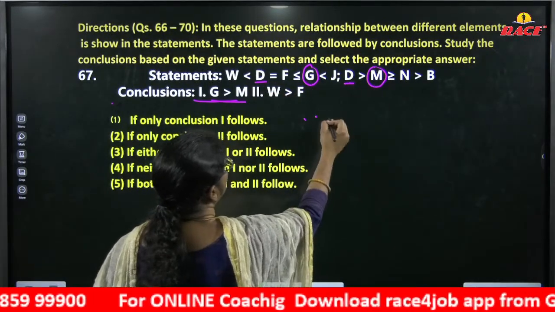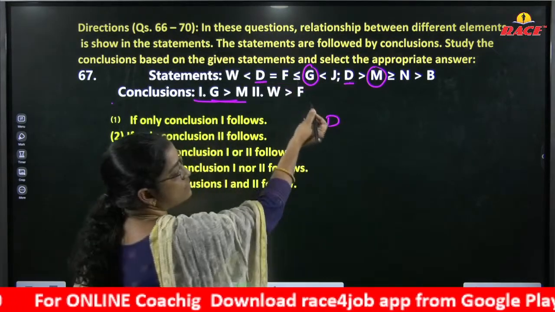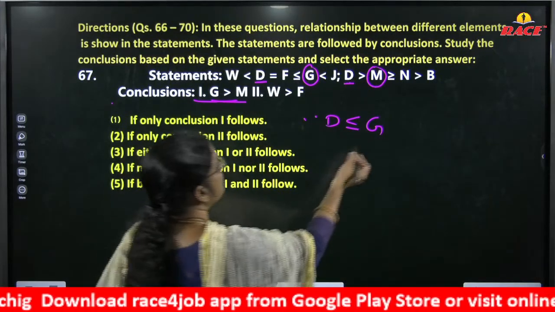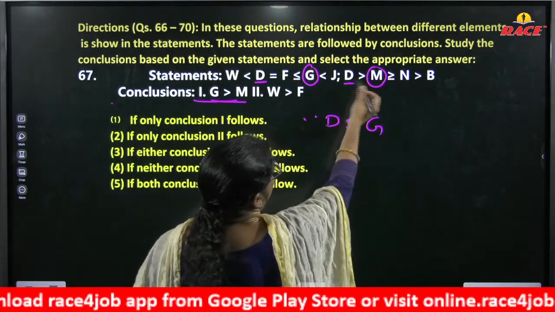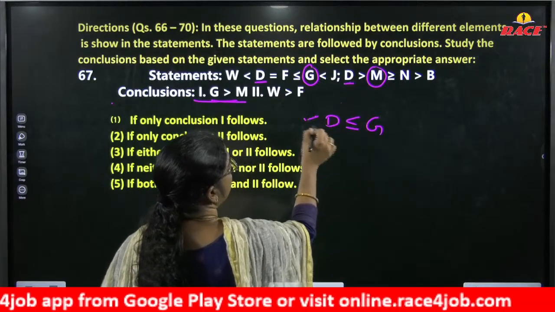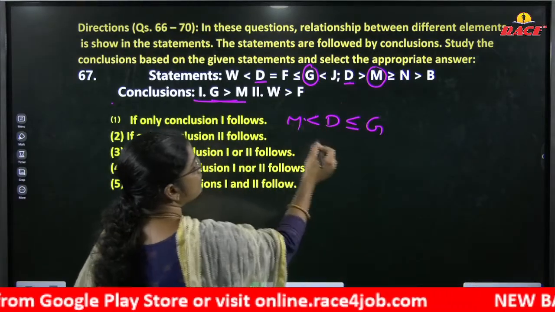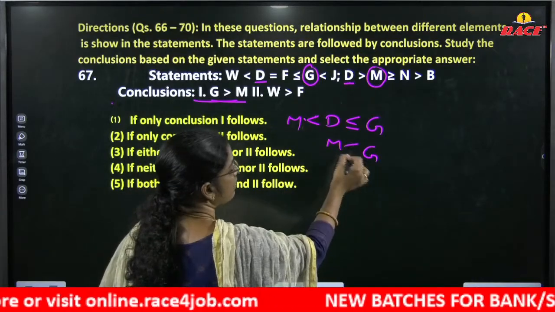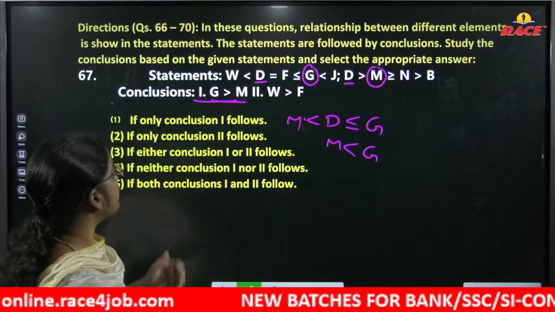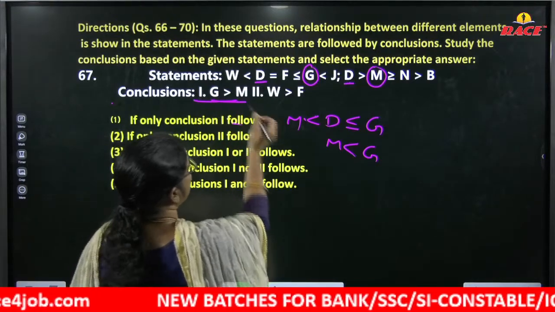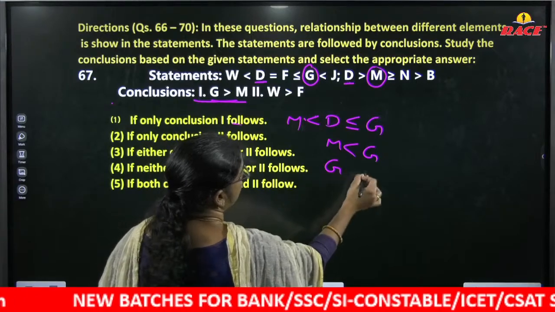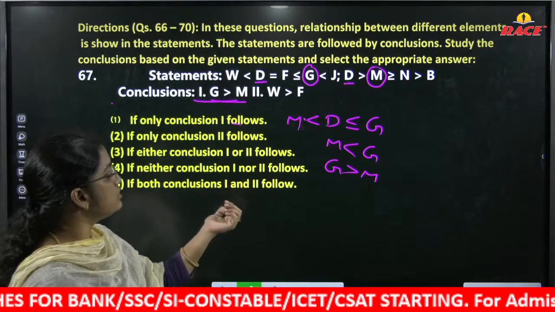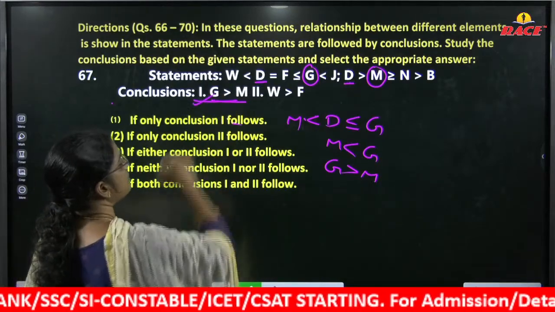The D with G relation: equal compared with less than or equal, definitely we take less than or equal, so D is less than or equal to G. Then the D with M relation: D is greater than M. So we have to find the M and G relation. Less than compared with less than or equal, we take the common symbol, that is less than only. So M is less than G. Since the first term is G, simply reverse the symbol to greater than. So we get G greater than M. That means the first conclusion is absolutely correct.